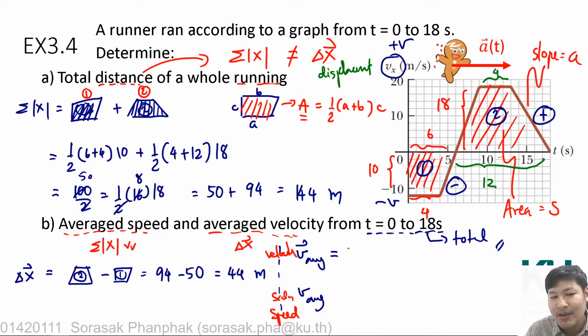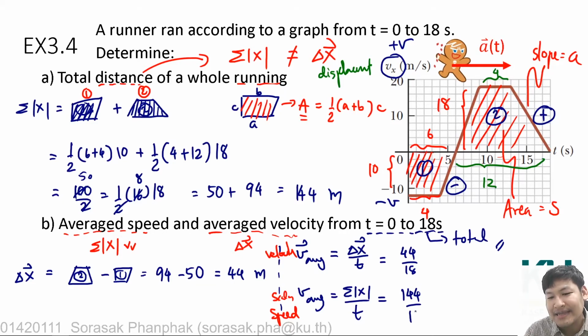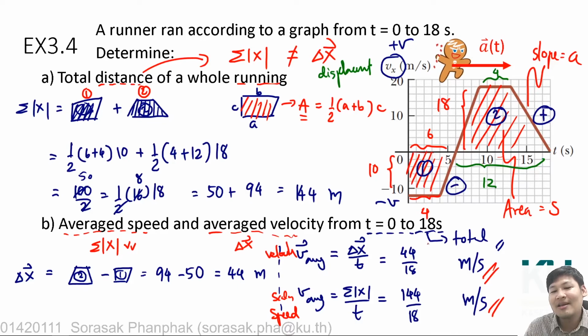For the velocity, you need the displacement over time. For the speed, you need the total distance over time. So now you get 44 over 18, and this one is 144 over 18, in terms of meters per second. Please use the calculator to calculate it, and you will find your final result.